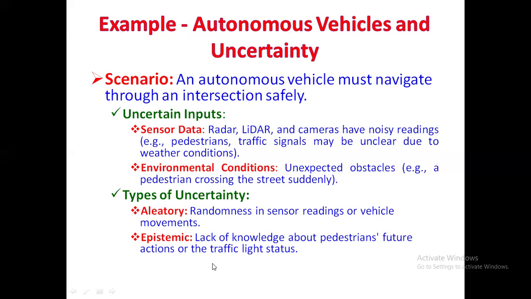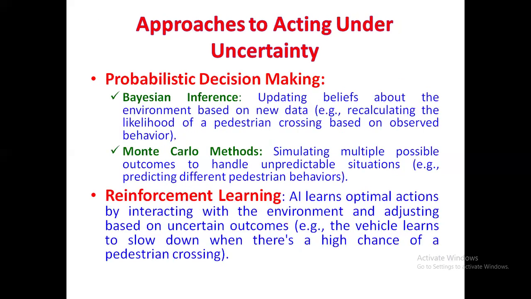The next approach is acting under uncertainty: probabilistic decision making. How are we going to face these problems? First, probabilistic decision making. In this, AI systems must be equipped with methods to handle uncertainty. Probabilistic decision making methods are central in this context.